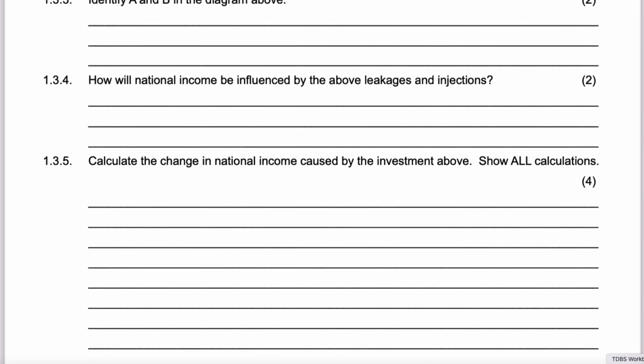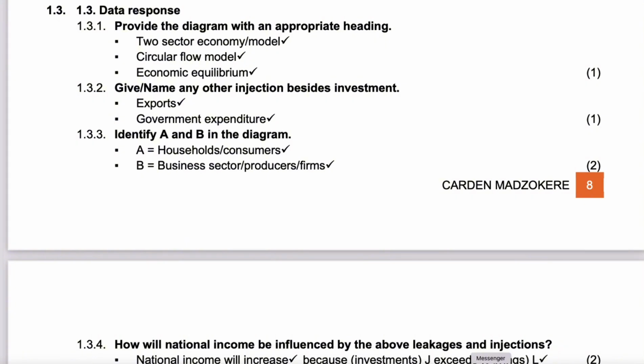Okay, so let me project your answers. So here are our answers to 1.3. Provide the diagram with heading. Yes, we said 2-sector model makes more sense than anything. Circular flow is still correct, but I think number 1 is the best. Then give any other. Yes, we said exports and government spending. Now they can flip this and say any other leakages. If that's the case, then you say imports, you say tax. Then A, yes, we said it's households. B, we said it's firms or businesses.